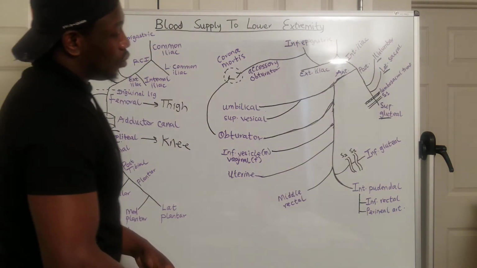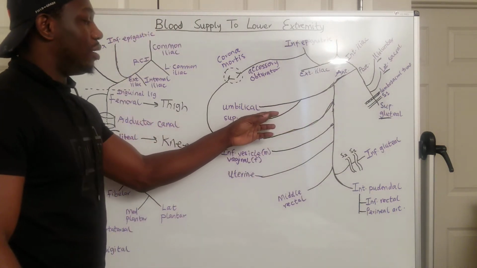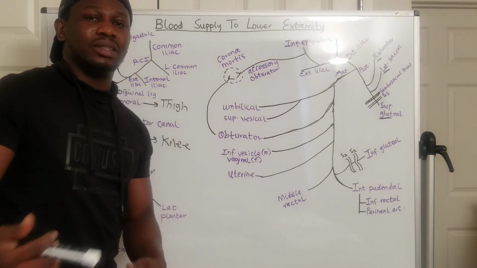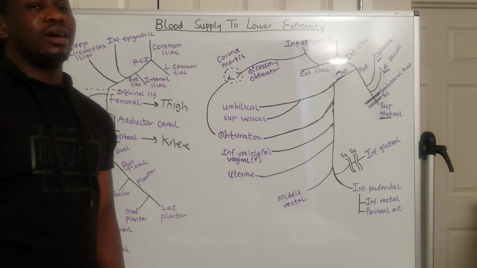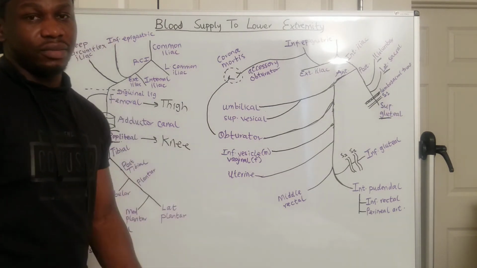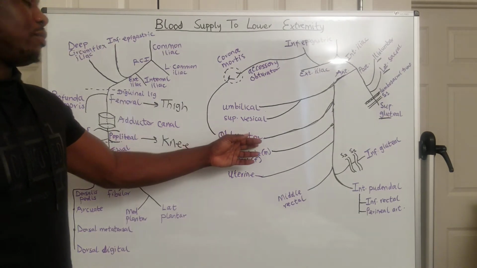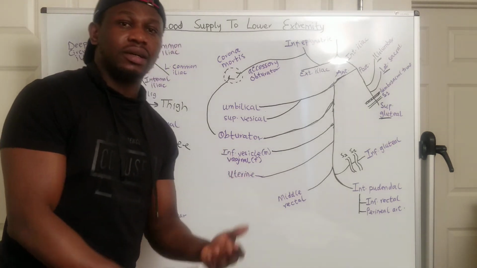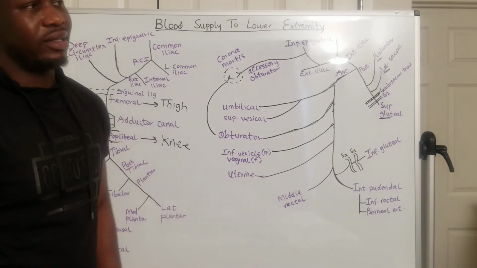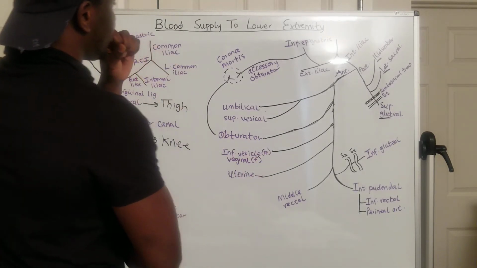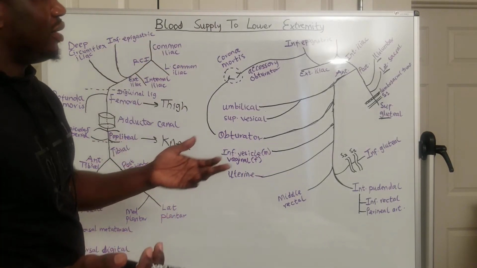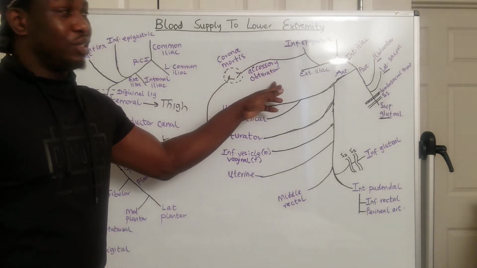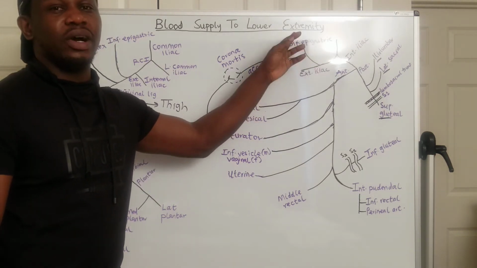The first one we'll talk about is the umbilical artery, and the umbilical artery will give off branches like the superior vesical artery. We have the obturator artery, which also comes off from the anterior branch of the internal iliac. Well, sometimes there is an accessory obturator artery which comes off from the inferior epigastric.